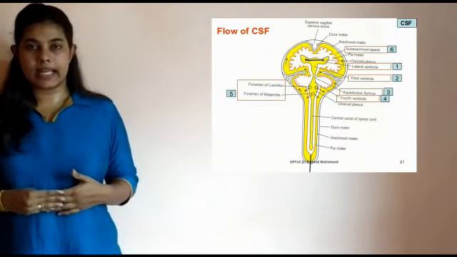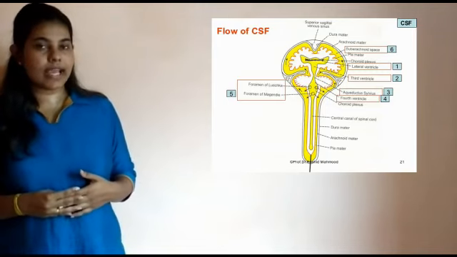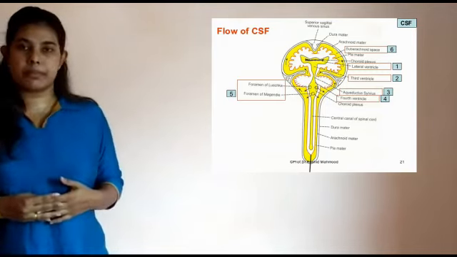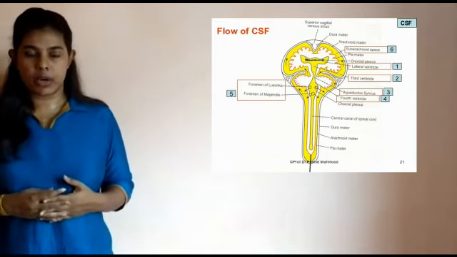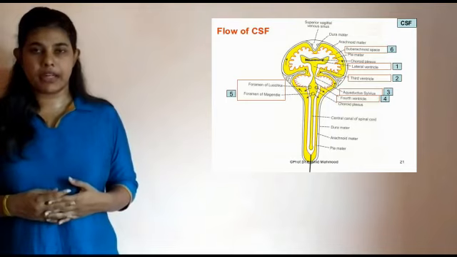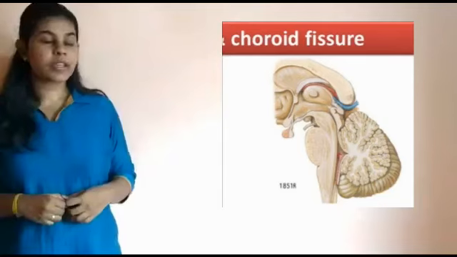Let's see the central canal. This is a continuation of the fourth ventricle. It extends from the inferior half of the medulla oblongata and runs the entire length of the spinal cord, and it is lined by the ependyma, but there is no choroid plexus in the central canal.